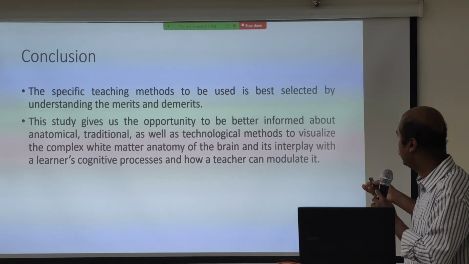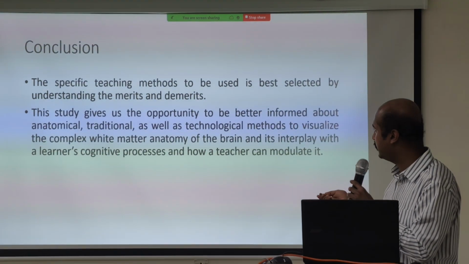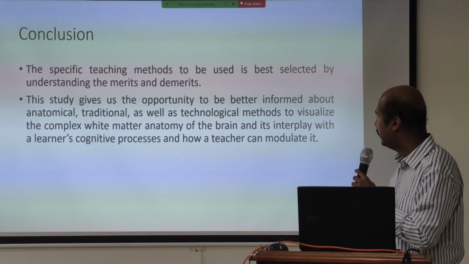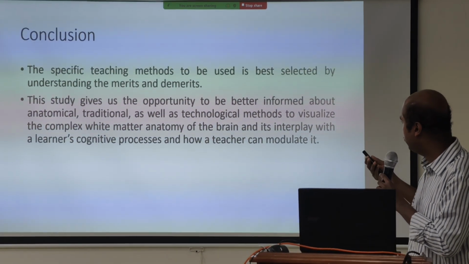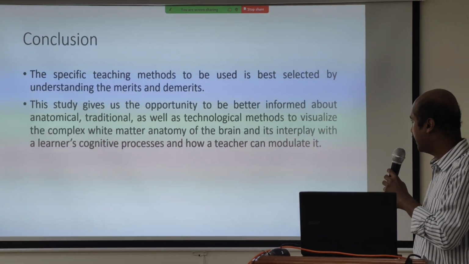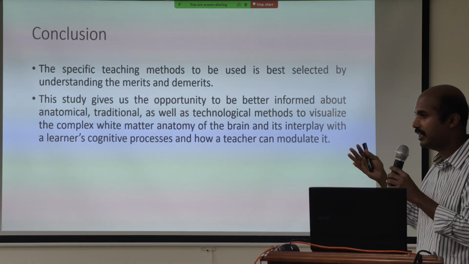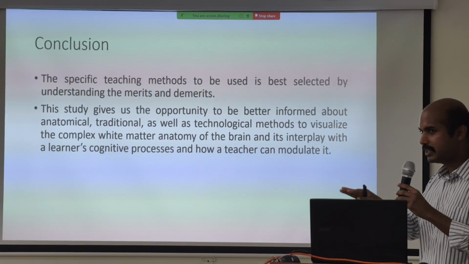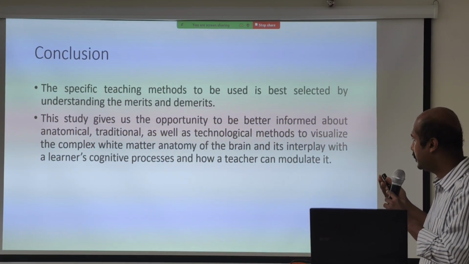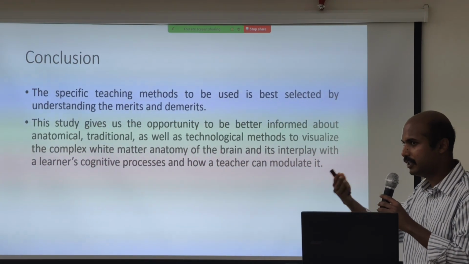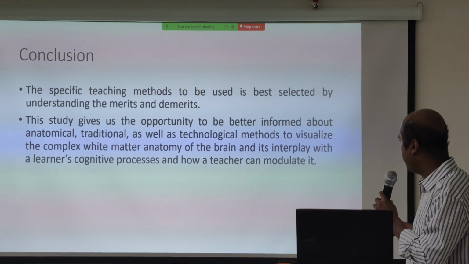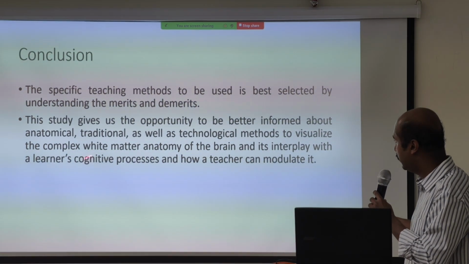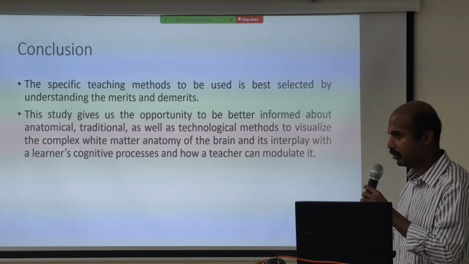And specific teaching methods to be used is best selected by understanding its merits and demerits. The study gives us the opportunity to be better informed about anatomical, traditional, as well as technological methods. This contains technological methods as well as traditional methods, and we should take an informed choice of which method we use to teach. And its interplay with the learner's cognitive process and how a teacher can modulate it.